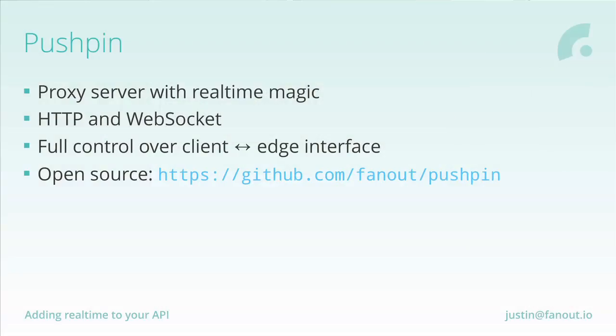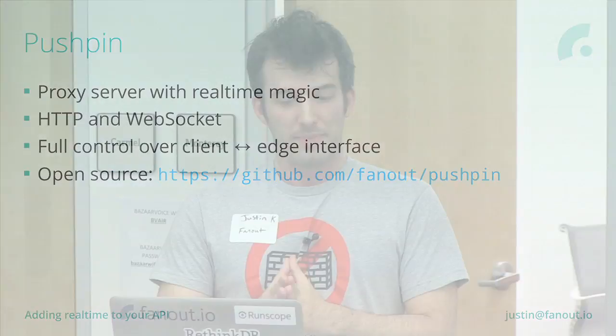So now I want to talk about Pushpin and how you can actually use this to make an API. So Pushpin is a proxy, and it has some real-time magic. It can handle long-lived connections, WebSockets, HTTP, and you get full control over the interface between the client and the edge. This is what's unique about the project. There's no Pushpin client library. The client library is something you can make if you want, or maybe not. Some API providers don't even have client libraries. It's kind of your call. You just get to decide what your API should be, and then you can use Pushpin to make it. And it's also open source, so it's on GitHub. You can check it out.